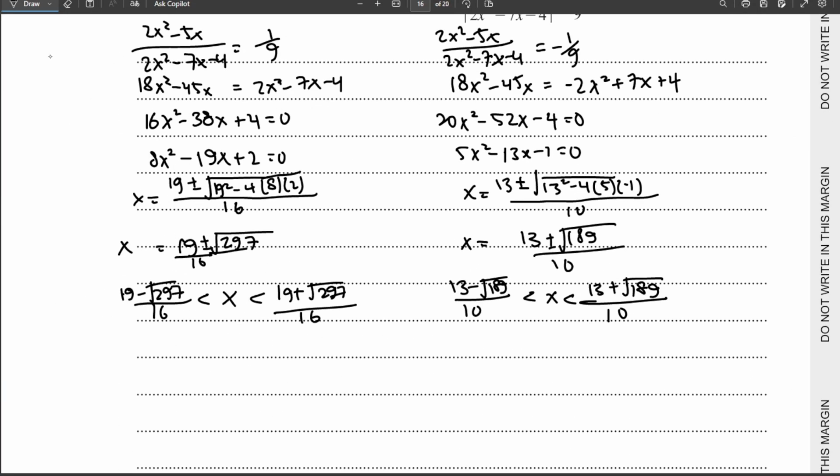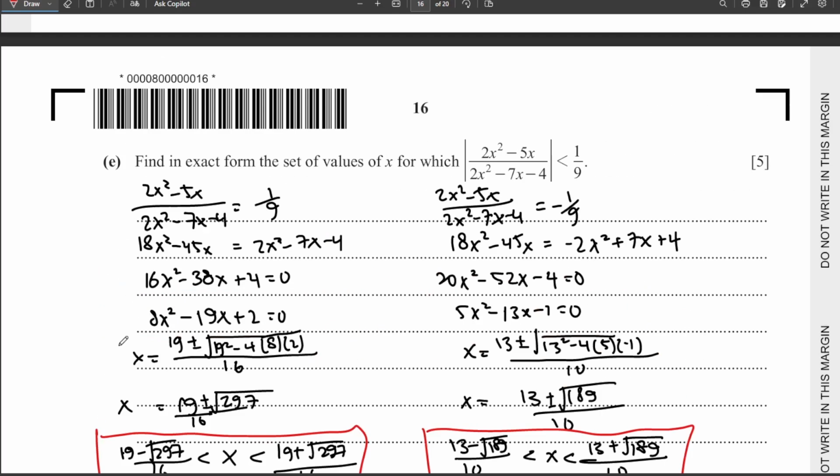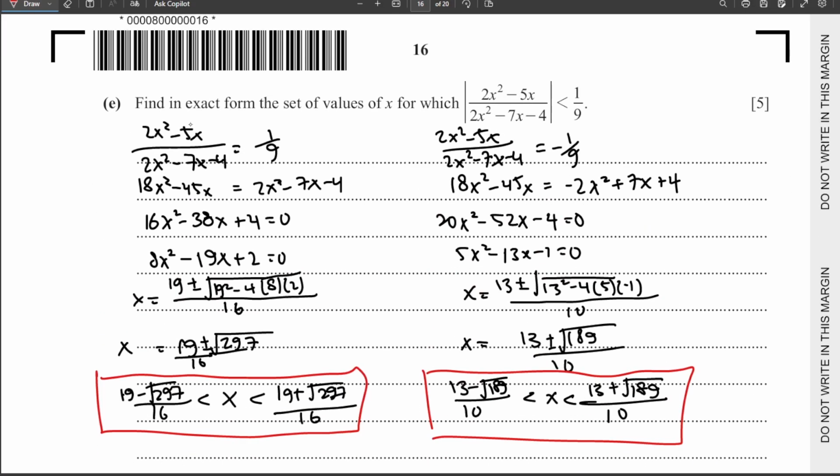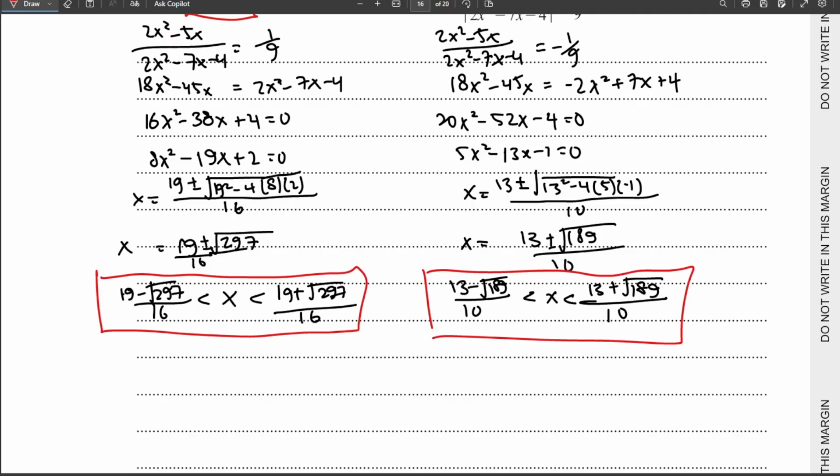Okay, so these will be the values of x for which this modulus inequality is true. And remember it asks us to give the answer in exact form, so we leave it as a square root, or you can simplify the square root too. Just do not give it as a decimal.